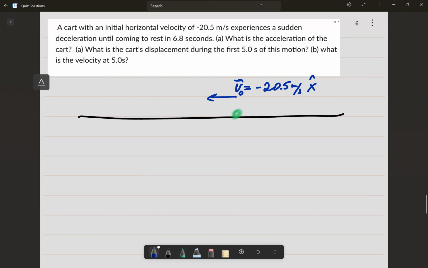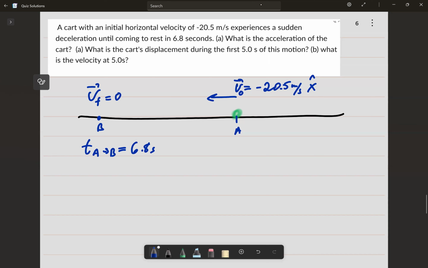And then let's call this point A. We don't care what happens before point A. What we know is that at point A, it starts slowing down. It slows down until it reaches point B and stops. So v final here is 0. And what we're given is the time. The time going from A to B will be 6.8 seconds.